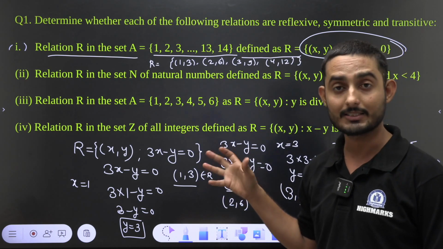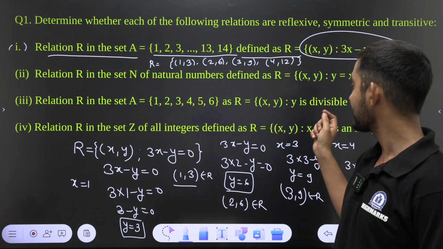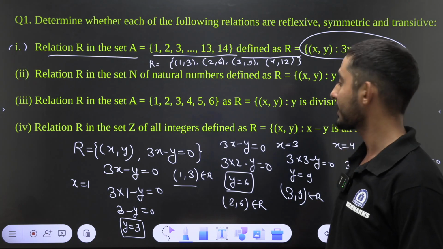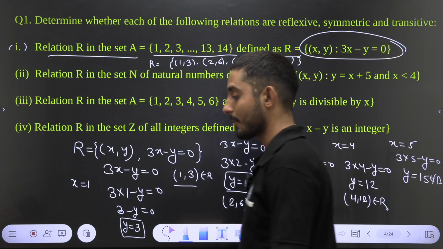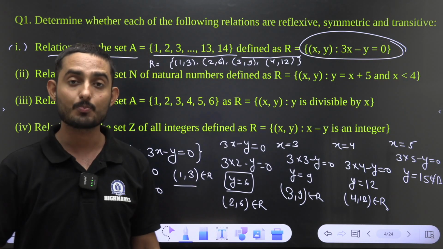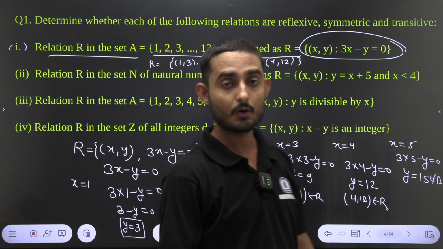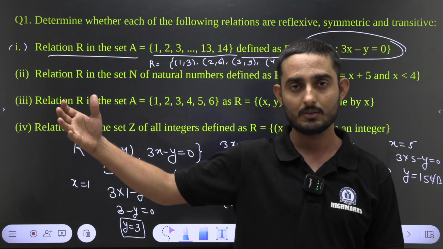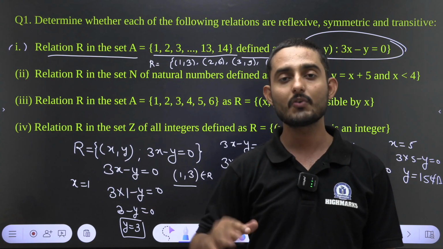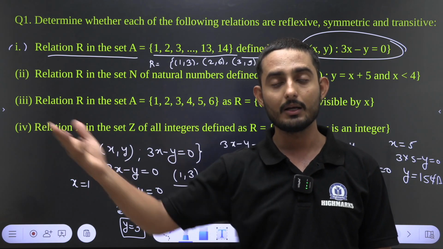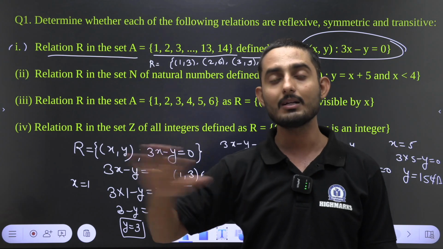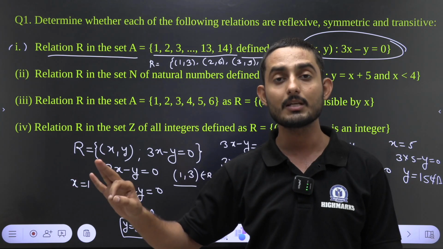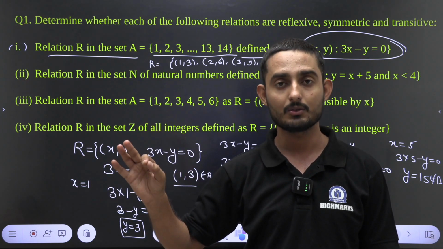The relation R in the set of natural numbers is defined as R equal to (x, y), y equal to x plus 5 and x is less than 4. This is a relation defined on the set of natural numbers. As you know, natural numbers start from 1 and go on, because we can't include infinity in it; infinity is not a defined number.